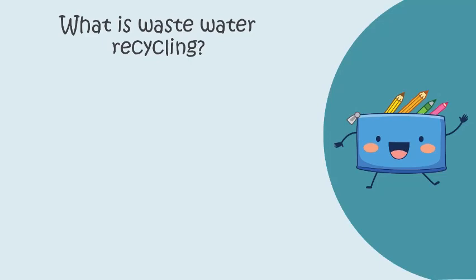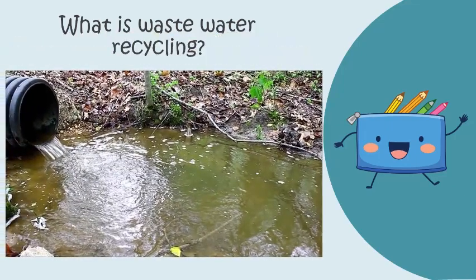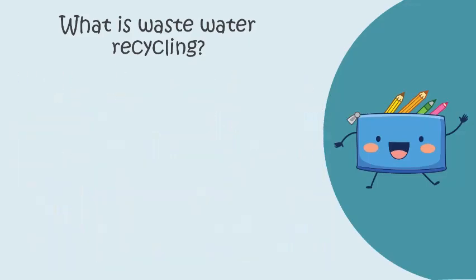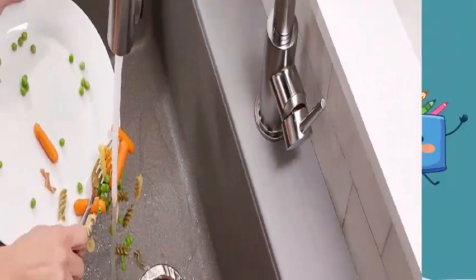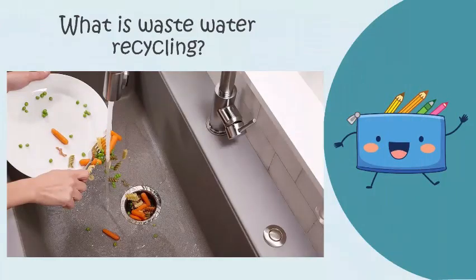So first let's see what is wastewater and what is wastewater recycling. Wastewater is nothing but the black and brownish water with a foul smell which we produce. It is produced because of the waste we give through water, like food waste, washing vessels, washing clothes, and then toilet waste, etc.